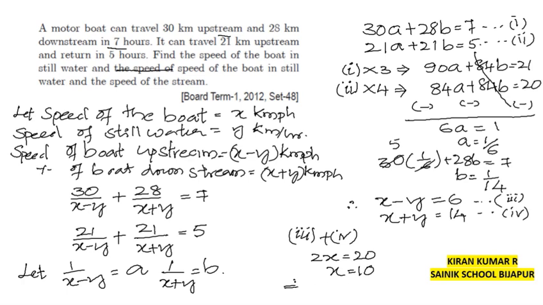This implies the value of y will be 4, because in the fourth equation we have x plus y equal to 14. y will be 14 minus x, nothing but 4. So the x value is the speed of the boat, that is 10 kilometer per hour, and the speed of the stream is 4 kilometer per hour.